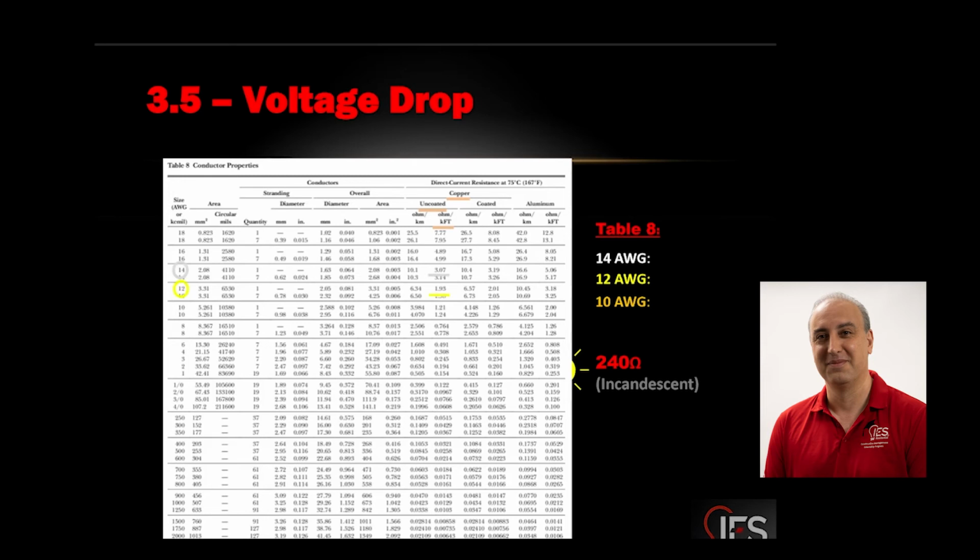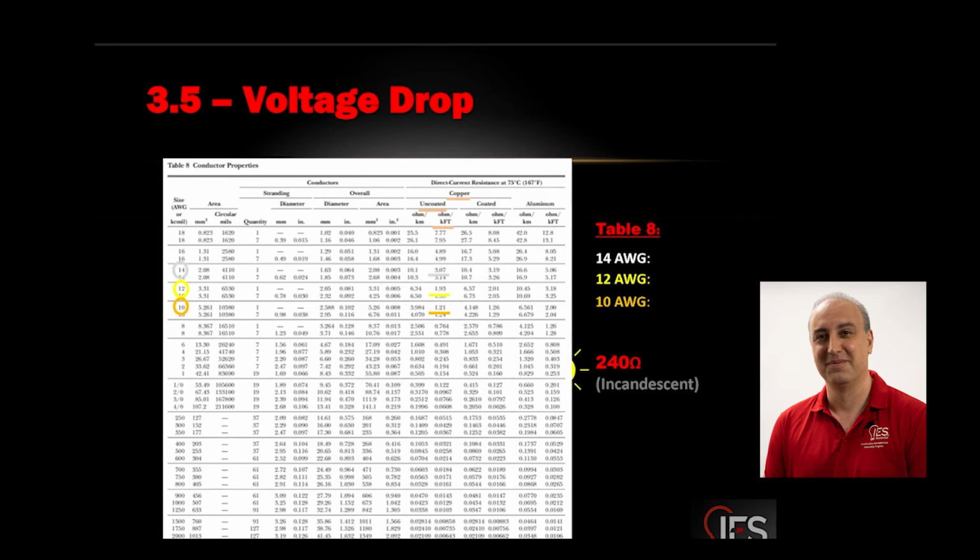At 14 gauge it's telling me that 1,000 feet of copper has a resistance of just over 3 ohms. That's ohms per 1,000 feet. Ohms per kilo feet. So 1,000 foot of 14 gauge copper has resistance of about 3 ohms. How about 12 gauge? Just under 2 ohms. How about 10 gauge? Just over 1 ohm. You all see how they list that for you?